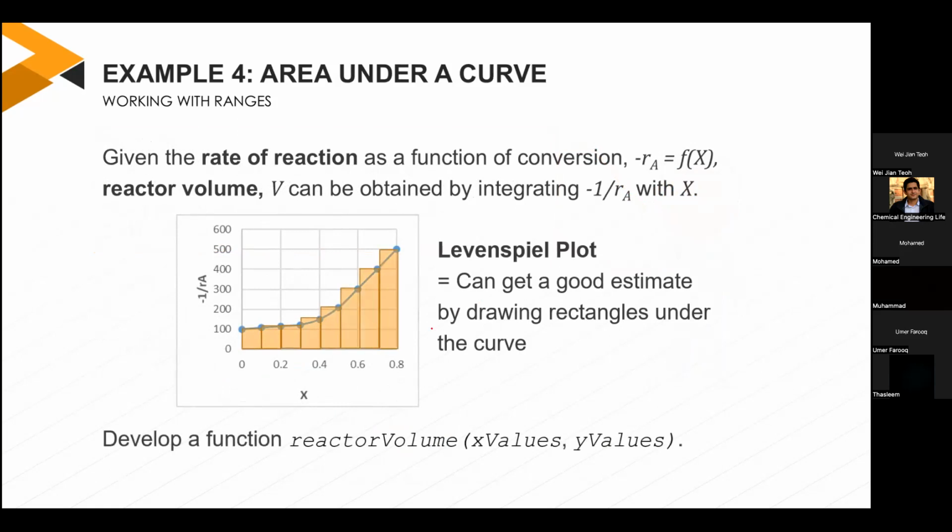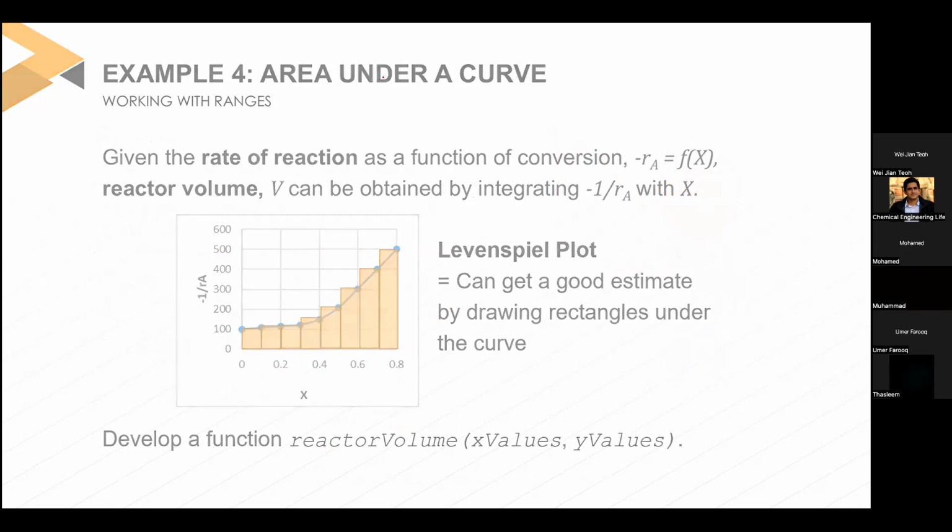And this is something that can be done in VBA as well. So we can get a function called reactor volume, where we actually calculate the area of the curve and then add them up, so that we get the final area of the Levenspiel plot, and then we get the volume of the reactor that we want. So this is shown in example 4 here, where let me just quickly show you.